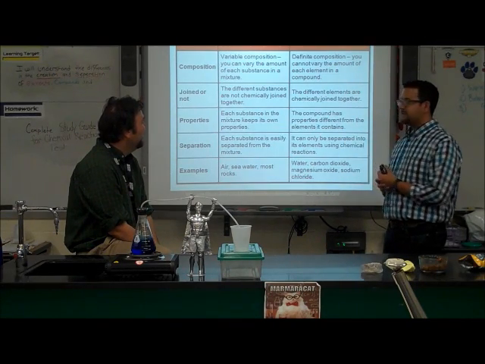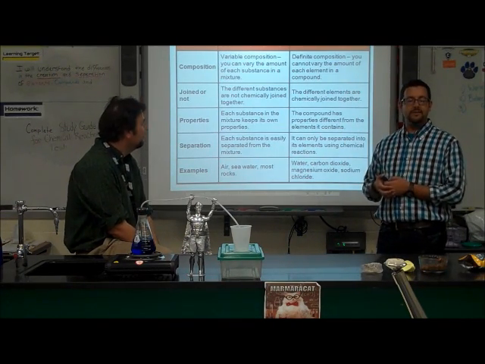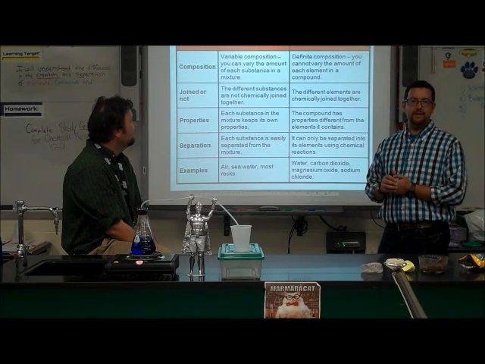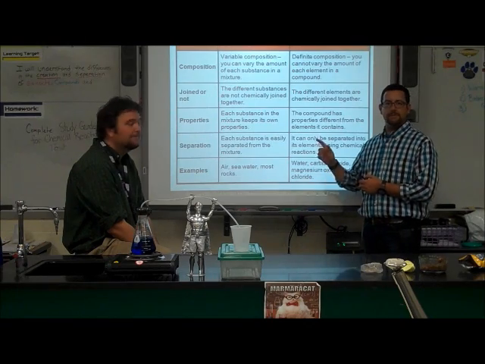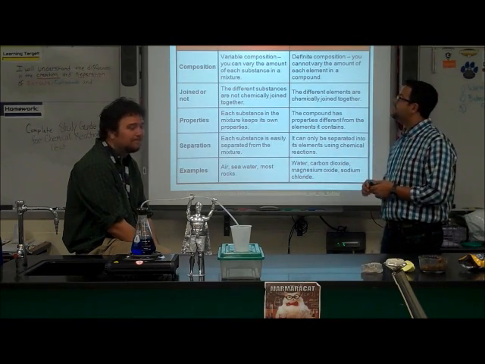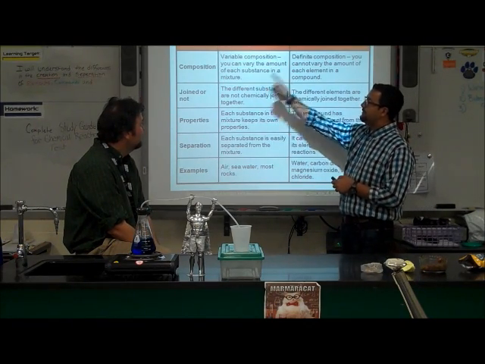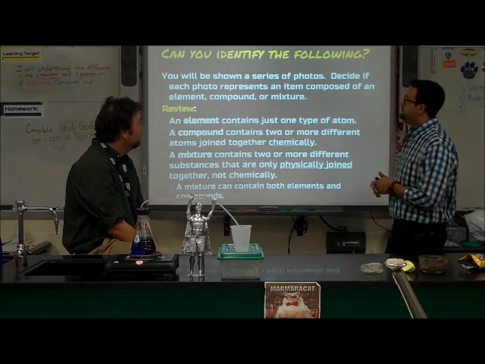So right here we have a data chart. It might be a little difficult to see on the video, so we are attaching this to our PowerPoint presentation on our Google Classrooms. But feel free to look at this on your own time so that you can get more of an understanding of the differences between mixtures and compounds.